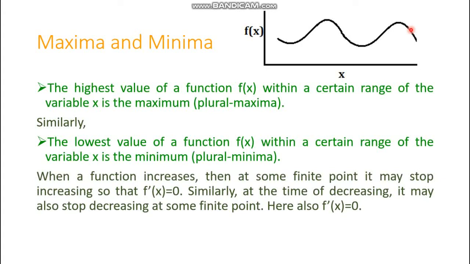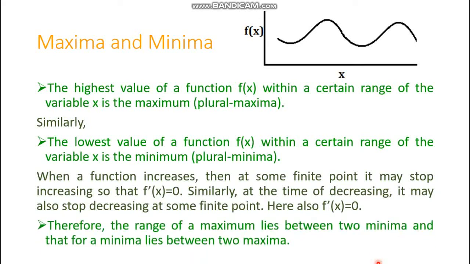When a function increases, then at some finite point it may stop increasing, so that its differentiation, that means f dash x, that means dy/dx, is equal to 0 if y equals f(x). Similarly, while decreasing, it may also stop decreasing at some finite point. Here also f dash x, that means dy/dx, equals 0. Therefore, the range of a maximum lies between 2 minima, and that of a minimum lies between 2 maxima. So here this maximum point lies between these 2 minima, whereas this minimum point lies between these 2 maxima.